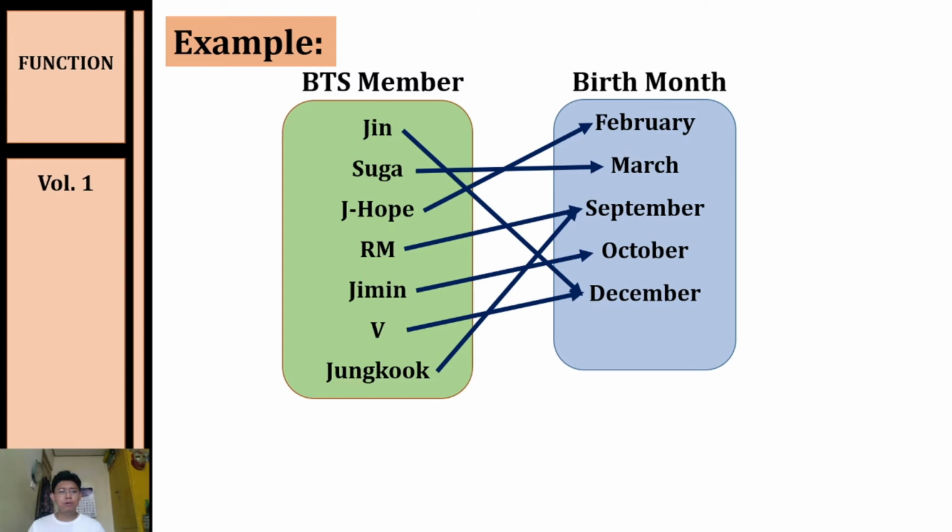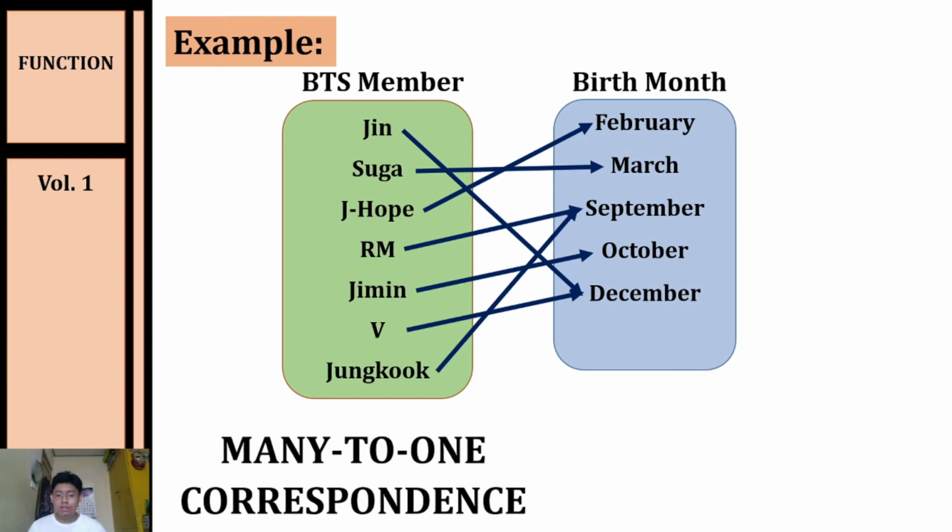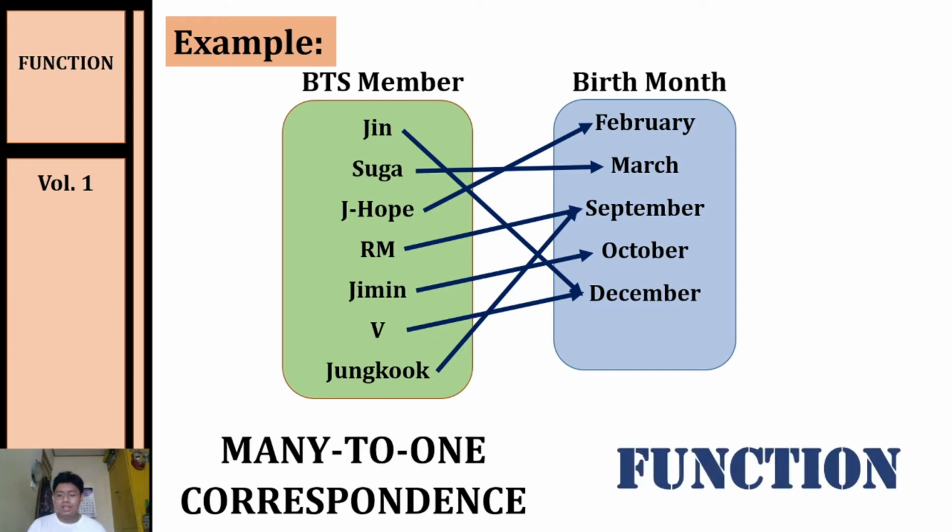So for example, we have the BTS members and their birth month. Based on our observation, we have two members of BTS, Jin and V, who have the same birth month, which is December. RM and Jungkook also share the same birth month, which is September. So this mapping is considered to be a many-to-one correspondent. And since we have a many-to-one correspondent, this is also considered a function.